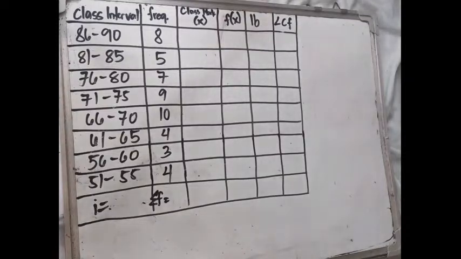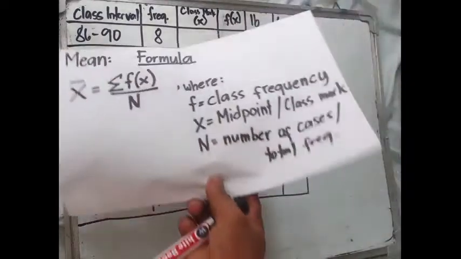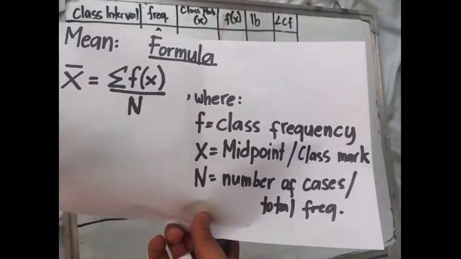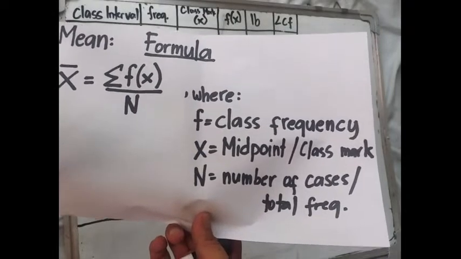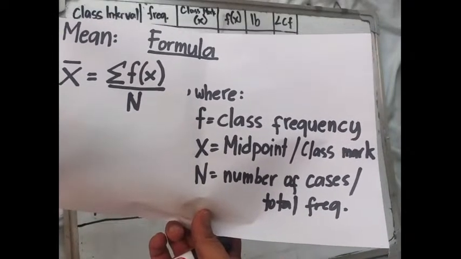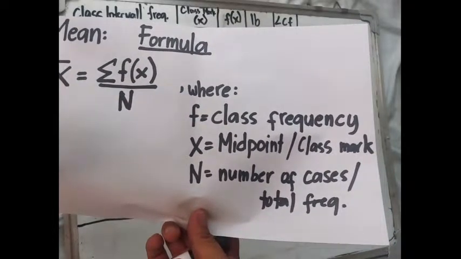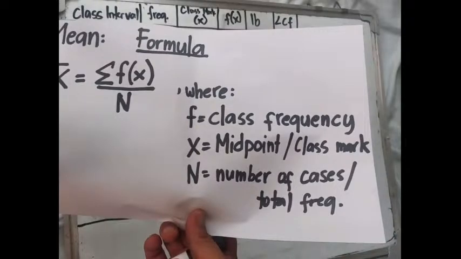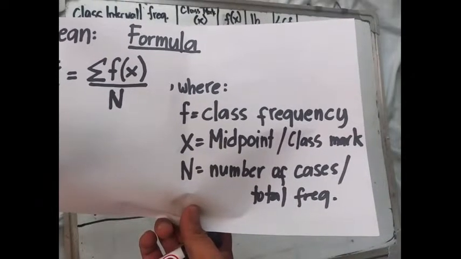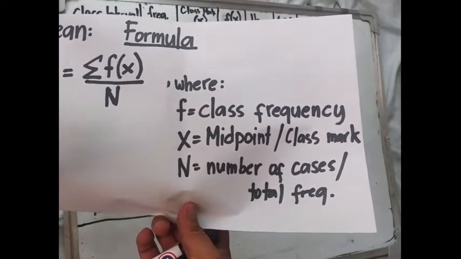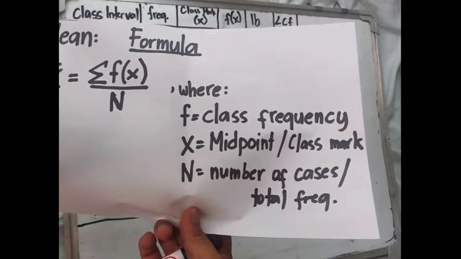So what is the formula in finding the mean of group data? So the formula is, tingnan natin, mean formula is x bar, that is the symbol for mean, equals summation of f times x over n, where f is the class frequency, x, the value of x, is the midpoint or the class mark, and n, that is the number of cases or the total frequency.